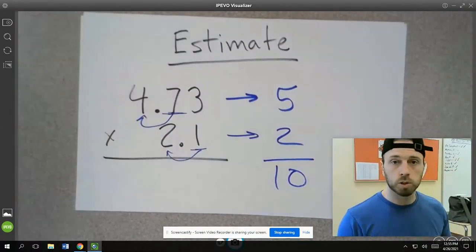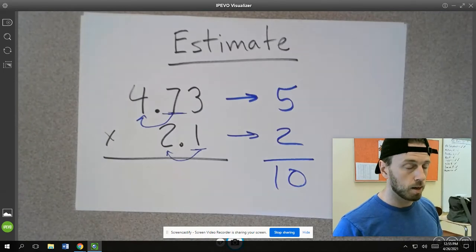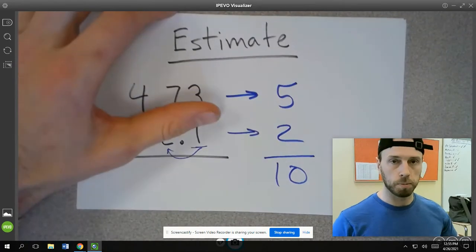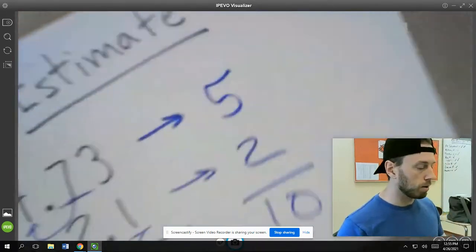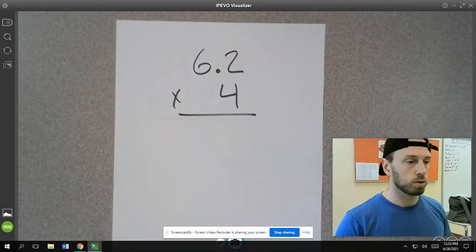So before I even do this problem, in my head I already know that my answer is going to be close to 10. Which is kind of nice because when we go to do these multiplication problems, it gives us an idea of where we're supposed to be at. So we're going to have some questions about estimating as well. Let's get into multiplying with a decimal.